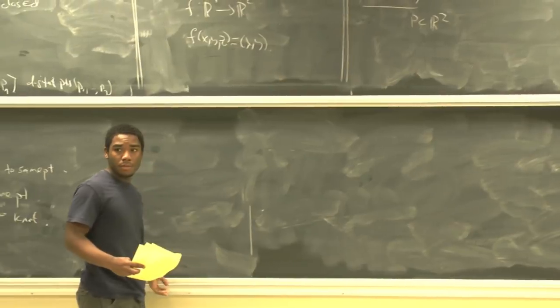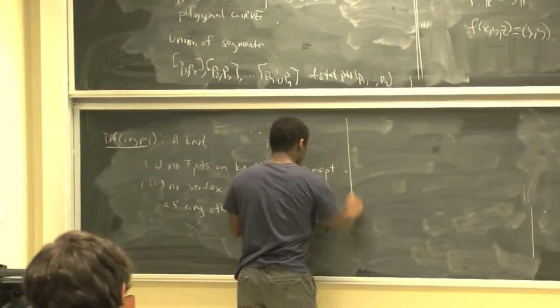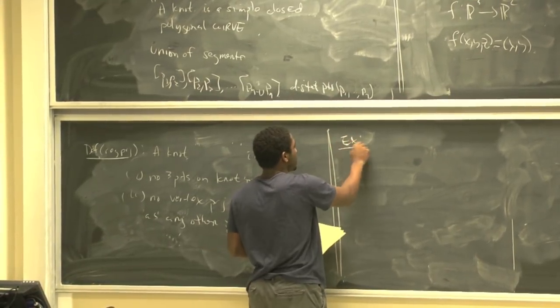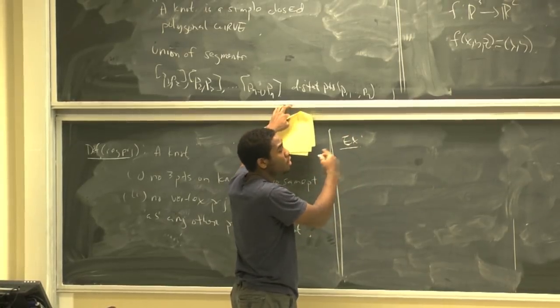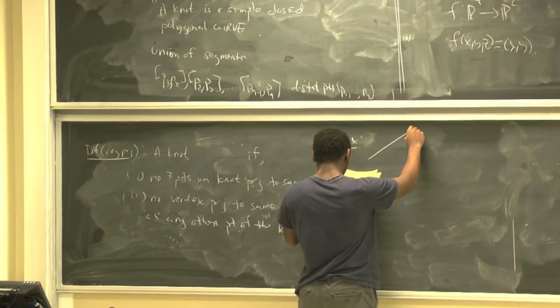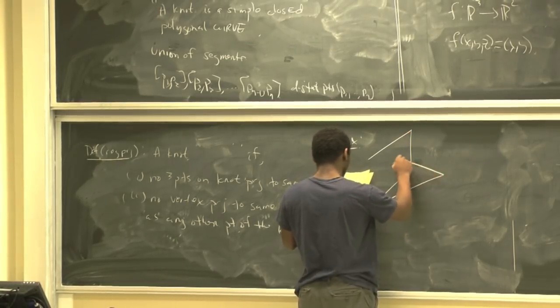By vertex, do you mean intersection? Yes. Yeah. So I'll give you an example of this. So this would be an example of our second condition versus our third condition, which is a refinement. So bear with me on the drawing.